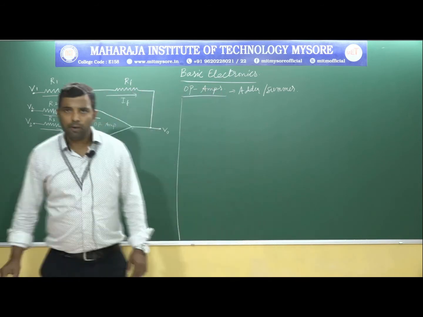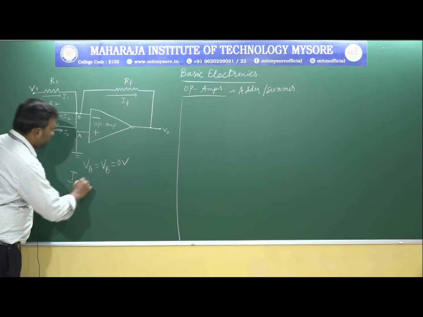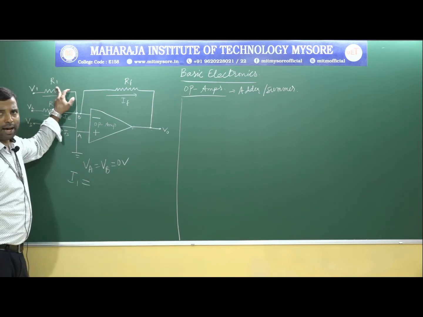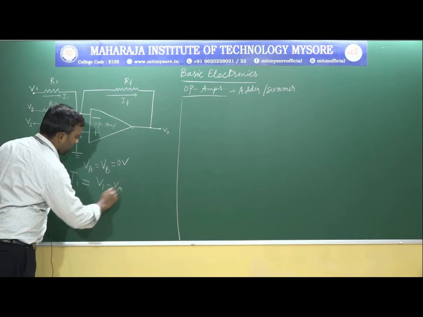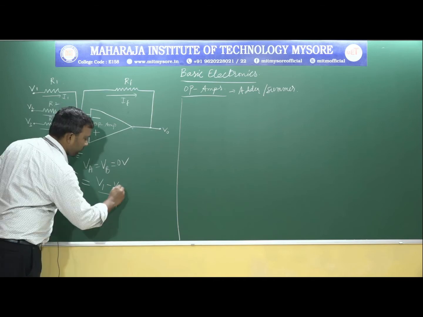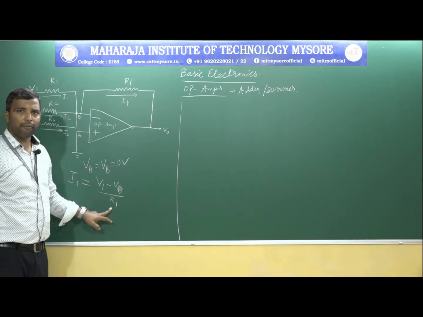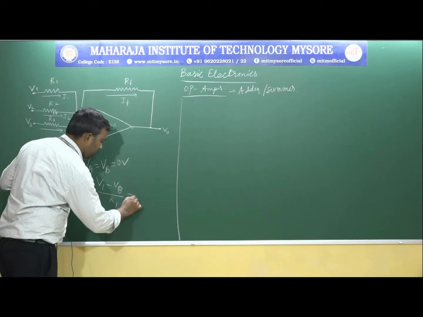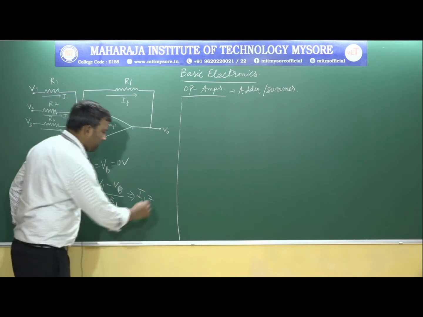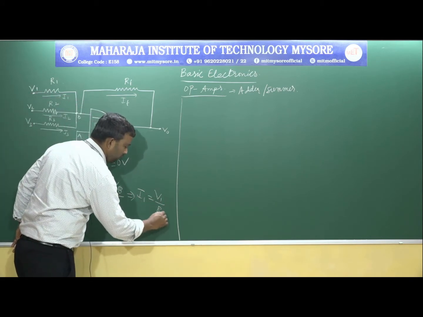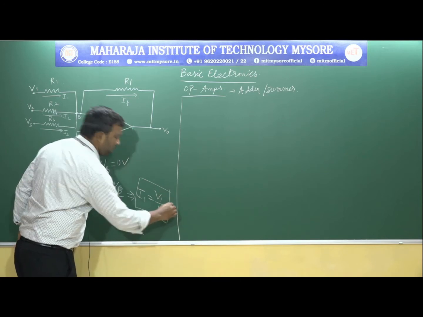We can write I1 through the resistance R1 as V1 minus VB divided by R1. Therefore, I can write I1 equal to V1 by R1, since VB is 0. I will call this expression number 1.